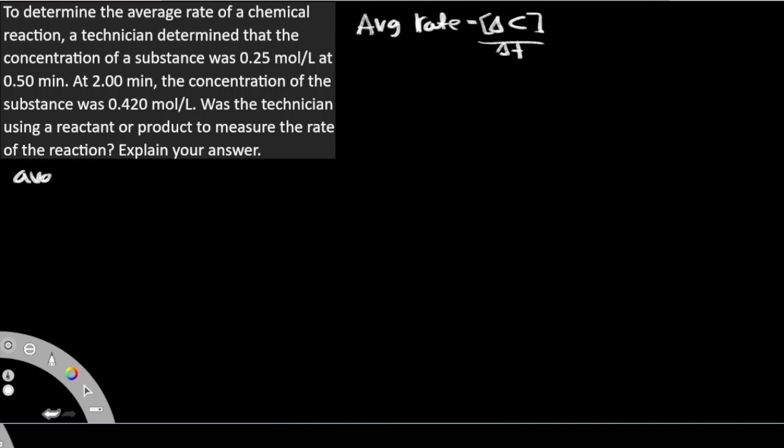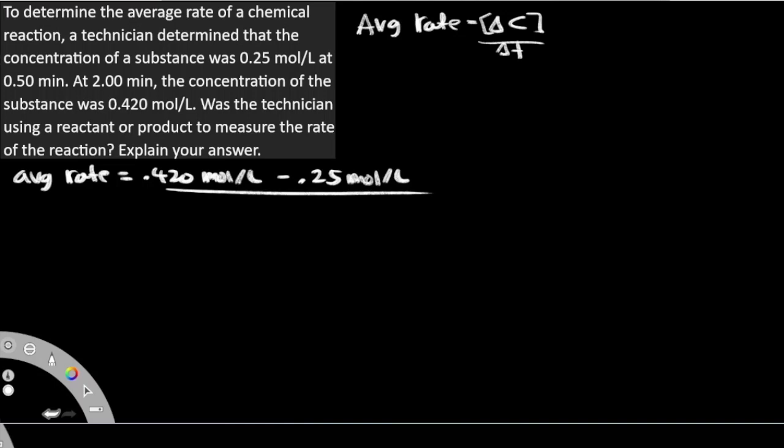So I'm just going to put the average rate here, and for the concentration, this moles per liter here, I'm just going to put 0.420 moles per liter. And I need to subtract it by this initial concentration, as indicated here, final minus initial. So we have 0.25 moles per liter. And then this is all going to divide by what?